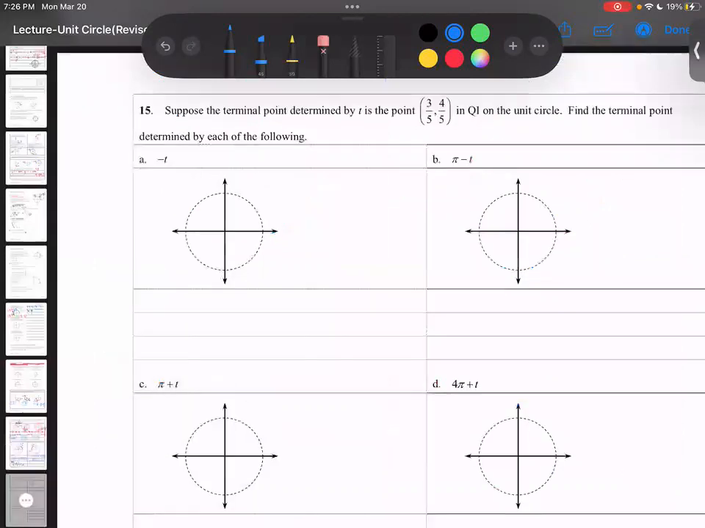Number 15. Suppose the terminal point determined by t is the point 3/5, 4/5 in quadrant 1 on the unit circle. Find the terminal point determined by each of the following. A, negative t. Well, negative t. Let me determine the point first. Let me determine the point 3/5, 4/5.